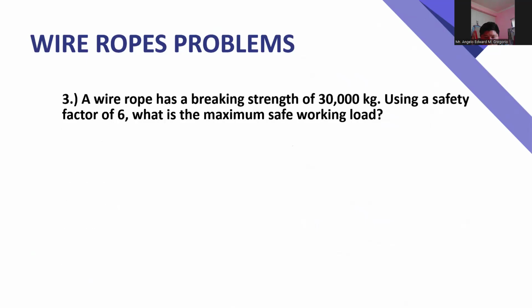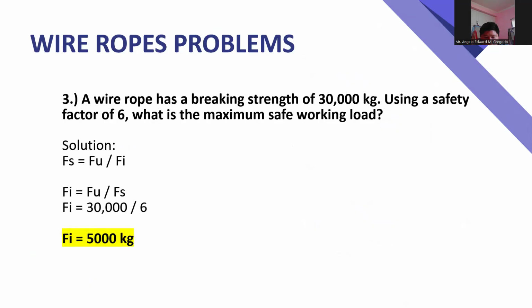Next, a wire rope has a breaking strength of 30,000 kilograms. Using a safety factor of 6, what is the maximum safe working load? So let's utilize the factor of safety formula again: ultimate divided by the tension. If we rearrange the formula, the maximum safe working load is going to equal the breaking strength divided by the factor of safety. So 30,000 divided by 6 is 5,000 kilograms.